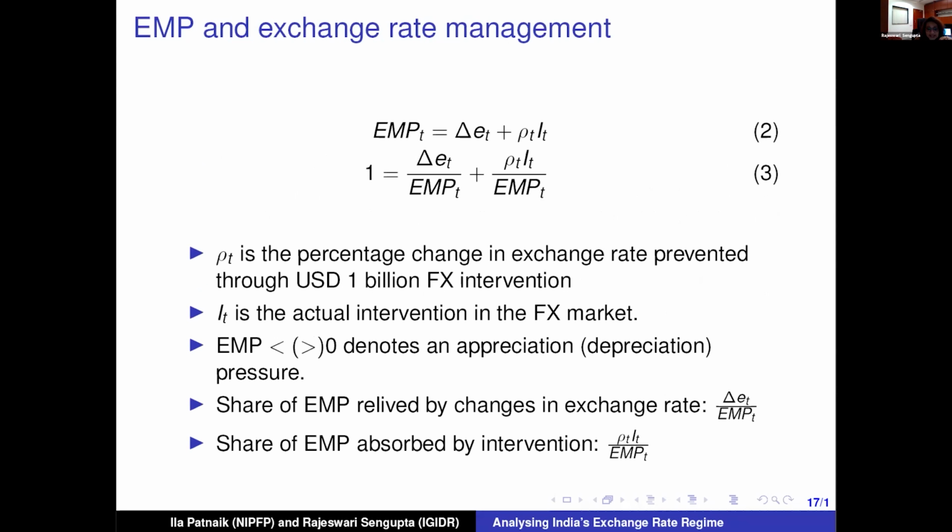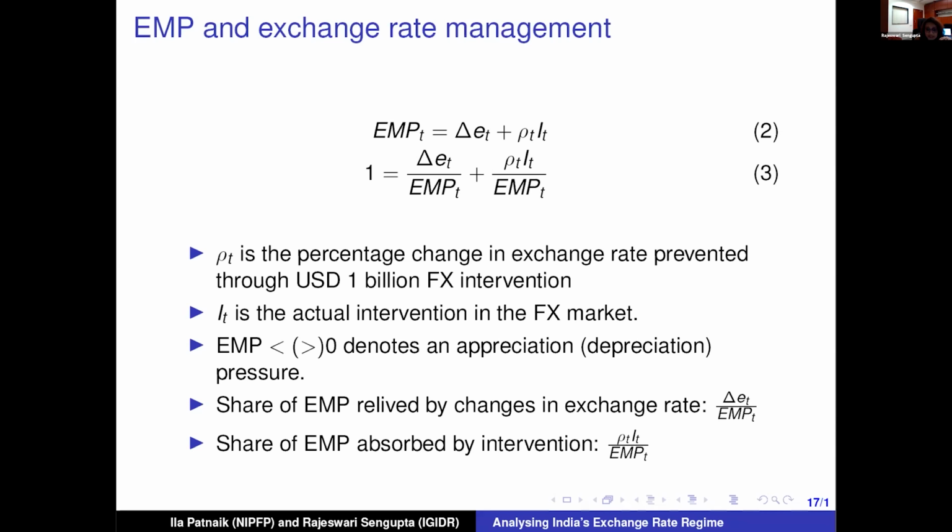So the equation that they estimate, without going too much into the technical details, is equation 2, where EMP is the sum of the actual change in the exchange rate plus a term rho times I, where I is the actual intervention in the foreign exchange market. This rho is the estimated counterfactual. It is the percentage change in the exchange rate that can be prevented through a $1 billion FX intervention. So this is the counterfactual that they're estimating. Together, that second term gives an idea of how much the exchange rate would have changed if the central bank did not intervene in the currency market.